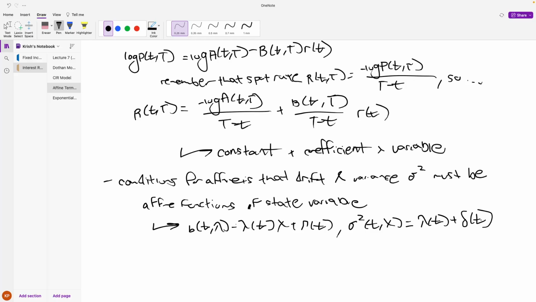okay, so what this means is that we need variance to be a property of STD squared. It has to be a linear approach essentially. Same goes with the drift, right? The reason that the Dothan model did not have affine term structure, okay, is because x squared.